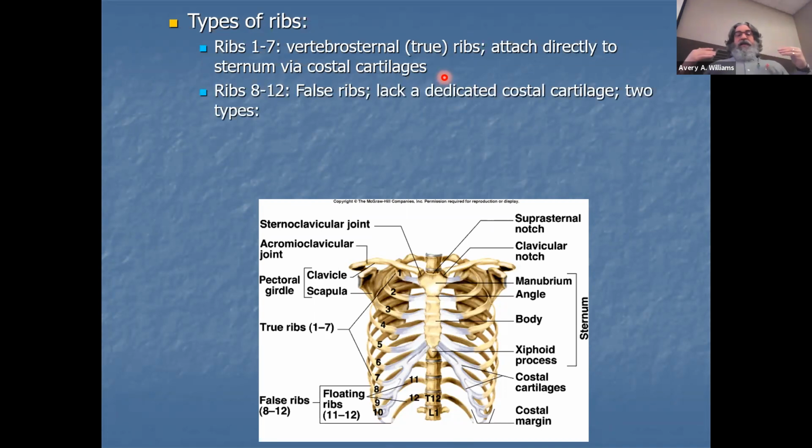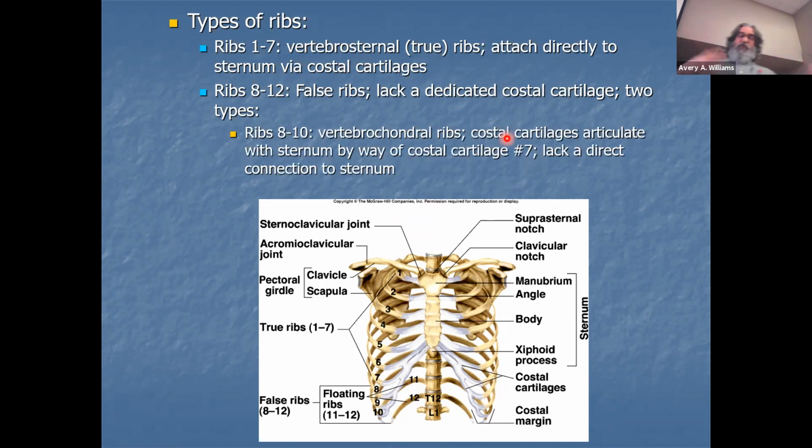So you got 12, and the first 7 are true ribs, then 8 through 12 have to be false, right? And they are. So 8 through 12 are false, but you have 2 different types of false ribs. What makes them false? Well, what makes true true? They're true because they attach to the sternum. These are false because they don't. How do they attach, or what do they do? Well, it depends on which ones you're talking about. Ribs 8, 9, and 10, see 8 through 10? These are called vertebral chondral ribs because their sternal ends, the costal cartilages, kind of come together.